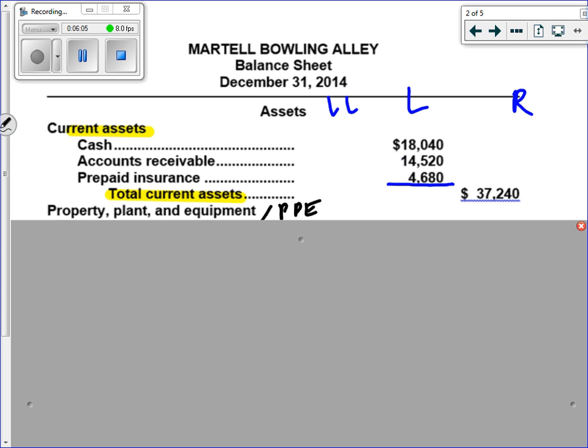So, what are some of our PPEs? Stuff that's going to be around for a while. Buildings, what else? Land, what else? Equipment. Okay, let's stop there. Carly brought up such a good point. How do we know if that's PPE, like we're using it, or not?